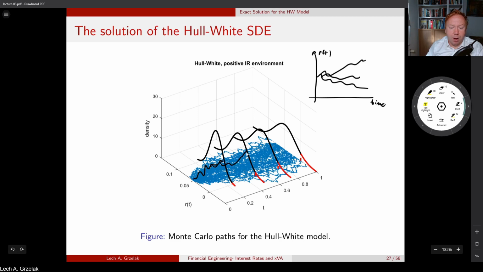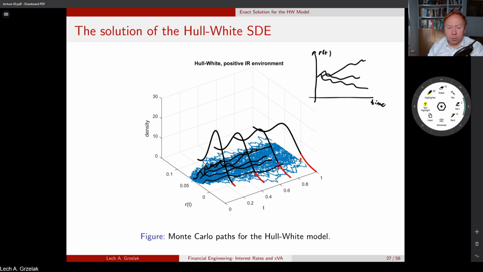Here we have paths, and as time goes on, we have more and more paths, and this is in some way diffusive. If we look at each slice, at the distribution of those paths, we have a normal distribution. On the right-hand side, I have indicated with the red tail the probability in the part of the density which corresponds to negative interest rates, which in both Vasicek and Hull-White are possible.